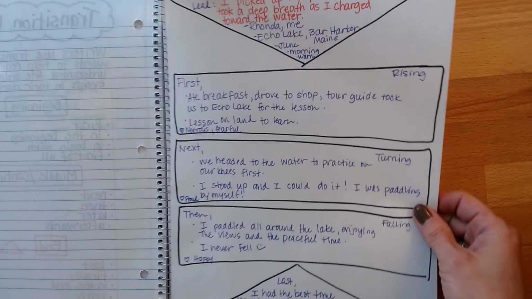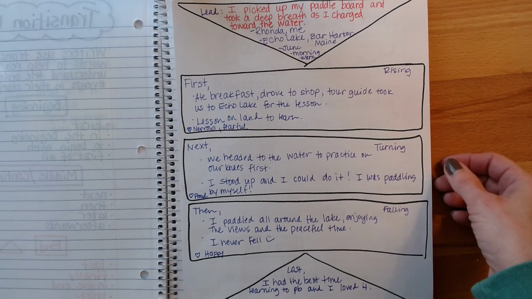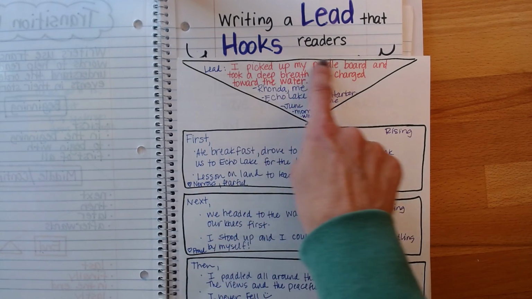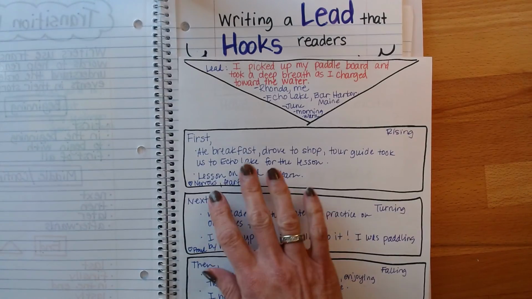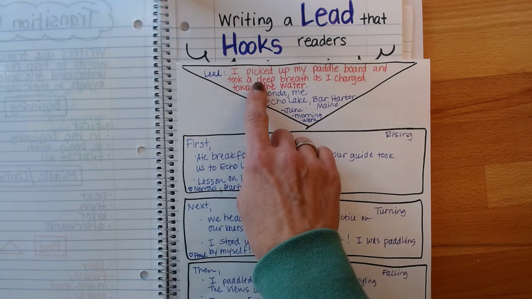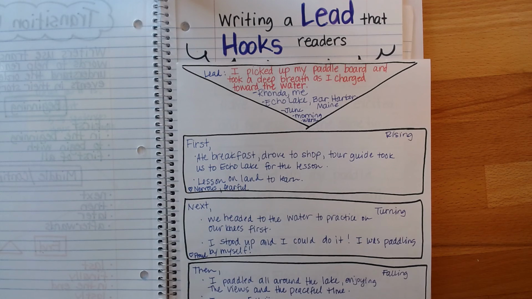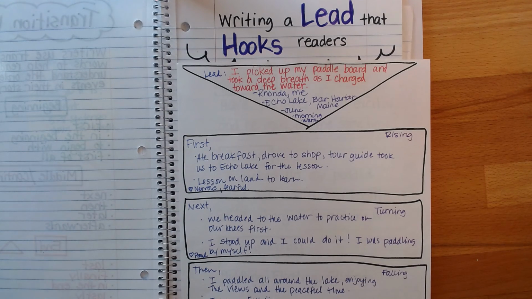And then what you're going to do is at the top of your Power Organizer, you're going to write it right where it says lead. Okay, you'll notice I did mine in a different color so you could see it. I'm choosing the action. I picked up my paddleboard and took a deep breath as I charged toward the water. Be ready to share which lead you decided to use to hook your reader. Okay, you'll probably talk about that in some small groups. And then we're going to continue working this week on writing our first draft of our personal narrative.